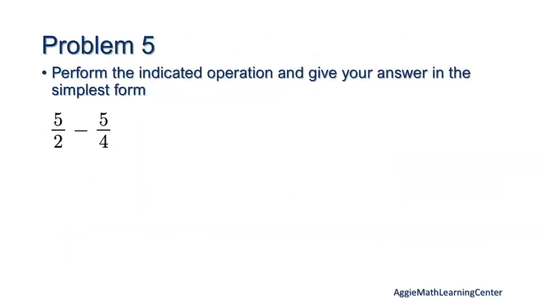Yeah. Cool. All right. So we've got 5 over 2 minus 5 over 4. So what is the first step for solving this? Make the bottoms the same. So you've got to factor. Let's figure out. They both go into 8.